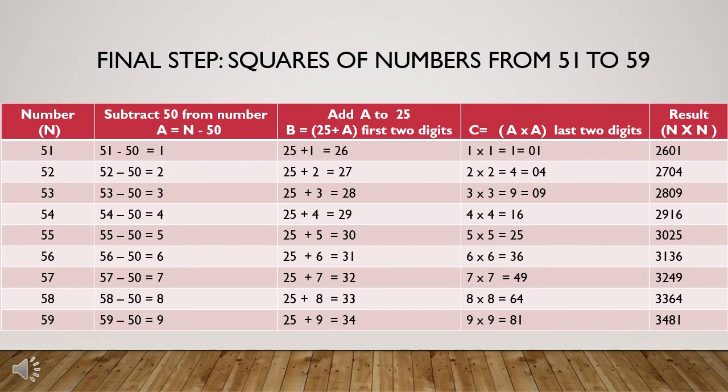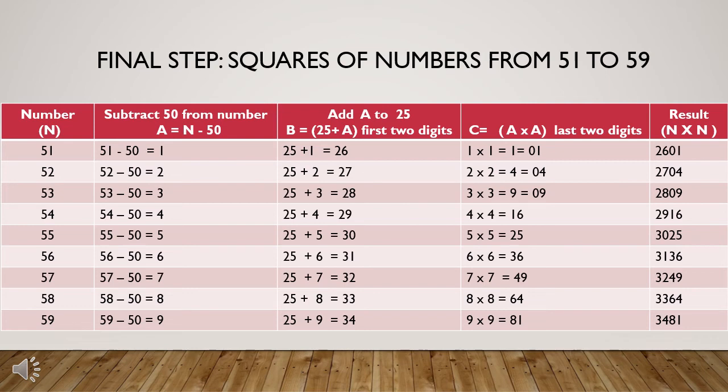For 54, 54 minus 50 equals 4. Then we'll add 4 to 25 to get 29. And for the last 2 digits, we'll square 4 to get 16. Our result is 2916. 55. The first step is 55 minus 50 equals 5. We'll add 5 to 25 to get 30. We'll square 5 to get 25 as the last two digits, and my final result is 3025. For 56, 56 minus 50 is 6. I'll add 6 to 25 to get 31. I'll square 6 to get 36 as my last two digits, and my final result will be 3136.